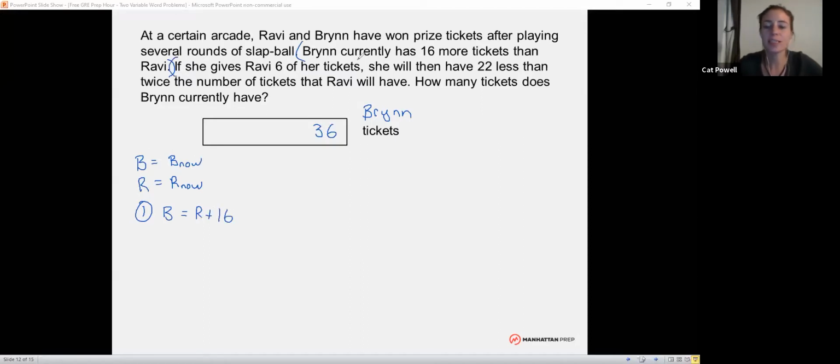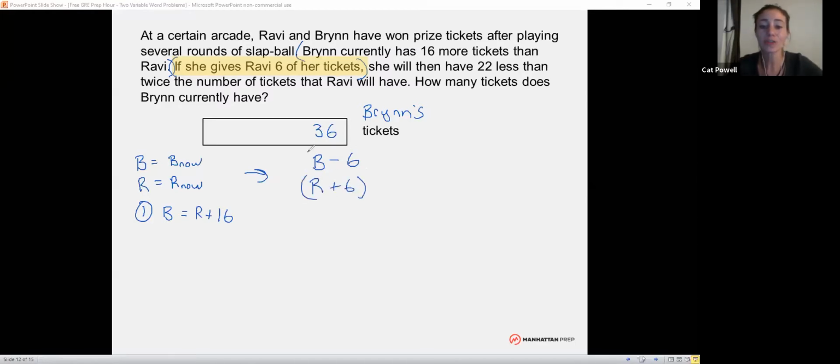I'm just going to deal with the exchange. So what happens after the exchange? If I start with B and R, what do I have in my new situation? After she gives Ravi 6, what does Bryn have? Nice. Yeah, yep. You got it. Tara's going all the way there. Yep. I'm going to do B minus 6, R plus 6.